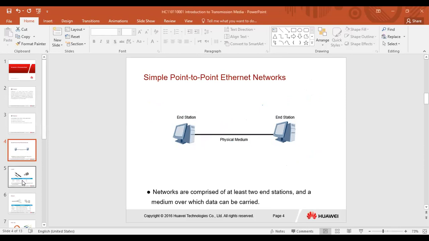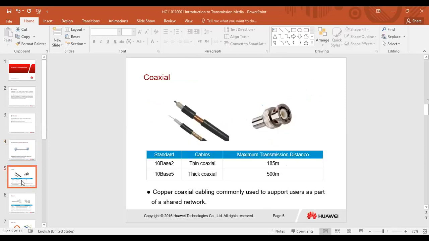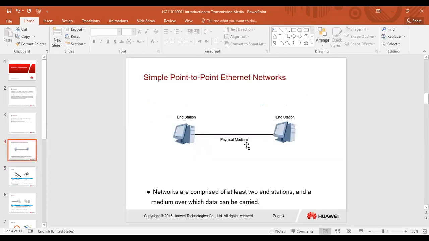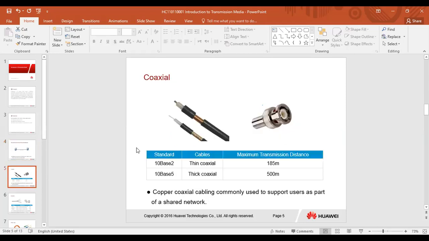In this chapter we will study only the transmission media, types of transmission media, their connectors, their mode of transmission, and the speed of transmission, meaning how much data they can transfer at a specific time. The first type of transmission media is coaxial cable. Coaxial cable is a type of guided transmission media.